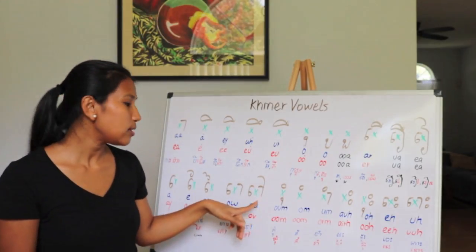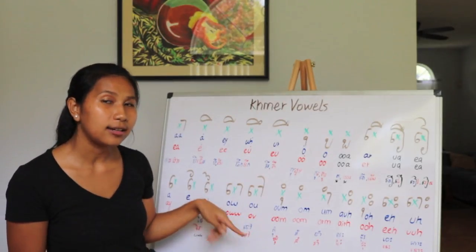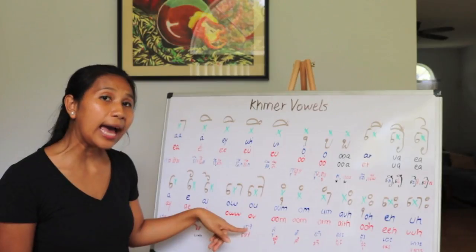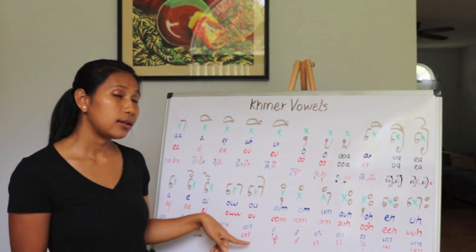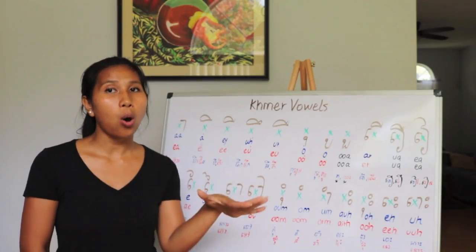There are two sounds, and they are al and o. For example, jaw al jao means grandchild. Do o do means to go.